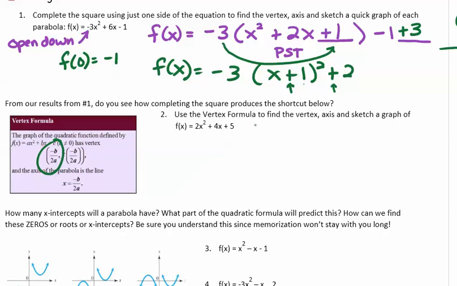So here's our quicker method. If you have a good memory, you can remember that our vertex is going to be at the opposite of b over 2a. So for our vertex, I'm going to take the opposite of b, that would be a -4, divided by 2 times our a value, which is +4. So the x-coordinate of our vertex will be -1.